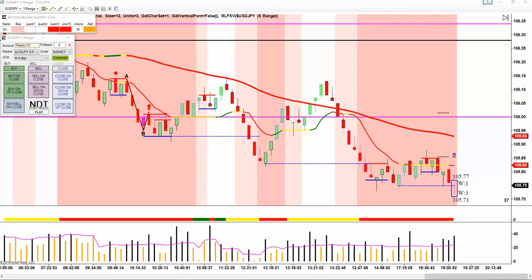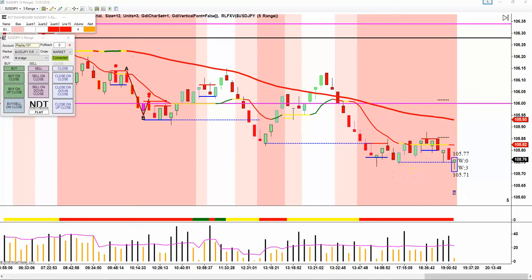Now, right now, you see the alert is flashing. So what we're waiting now is for a red dot to appear. It'll appear intra-candle. Give us plenty of time to take the trade.